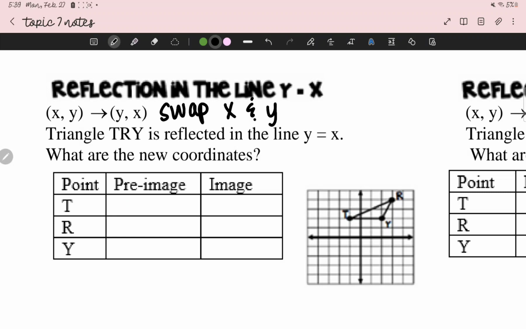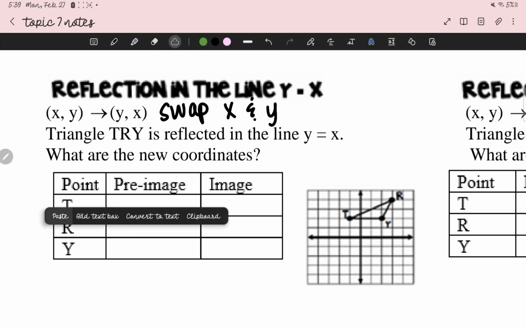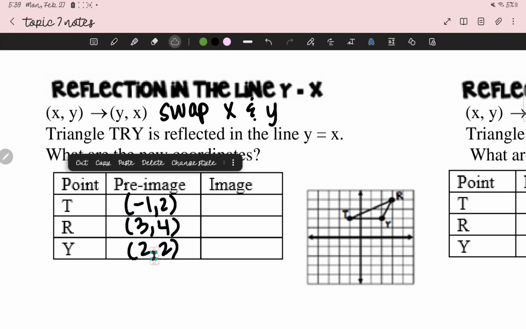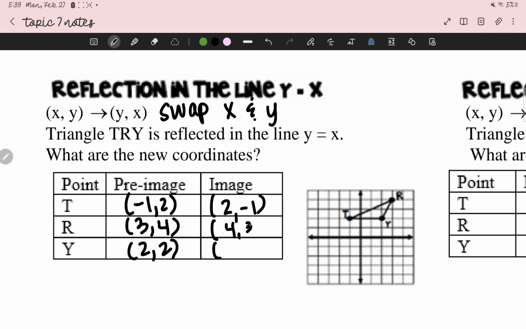Alright, so same pre-images again, same points. So I don't have to do anything too fancy there. I'm just going to swap the order. So 2, -1, 4, 3, and 2, 2. So this is my T prime, R prime, Y prime.